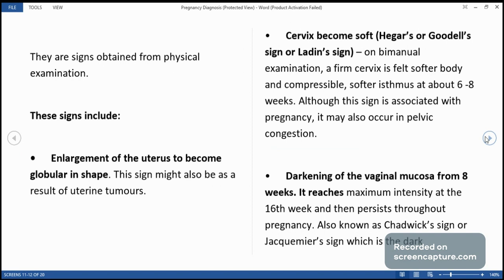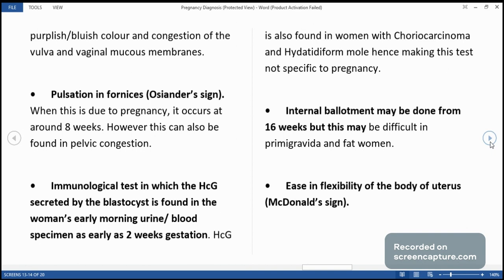Darkening of the vagina is what we call the Chadwick sign, the darkening of the vaginal mucosa from 8 weeks. It reaches maximum intensity at the 16th week and then persists throughout pregnancy. It is also known as Chadwick sign or Jacquemier sign, which is the darkening of the vaginal mucosa. It can be darkening, a bluish color, and congestion of the vulva and vaginal mucosa. Then we also have pulsation in the fornices, or Osiander sign. When this is due to pregnancy, it occurs at around 8 weeks. However, this can also be due to pelvic congestion, similar to the Chadwick sign. Osiander sign, Luo people will not forget because that is a meaning in Luo.